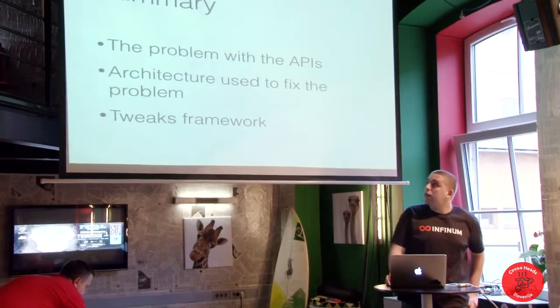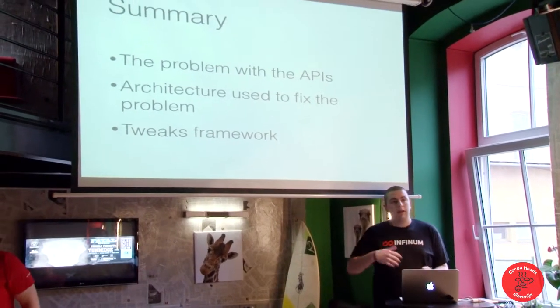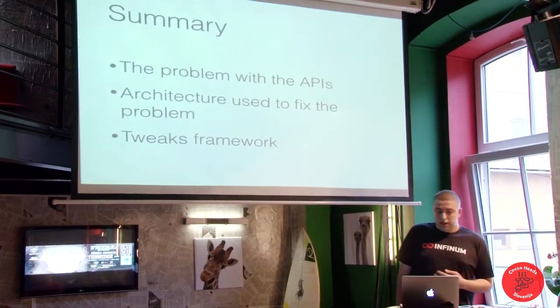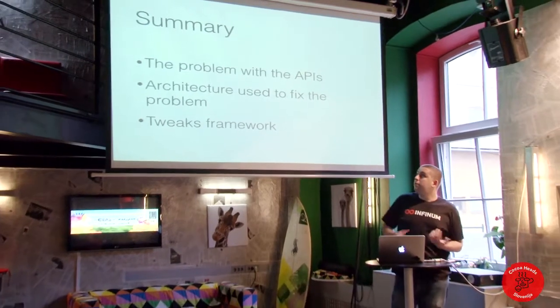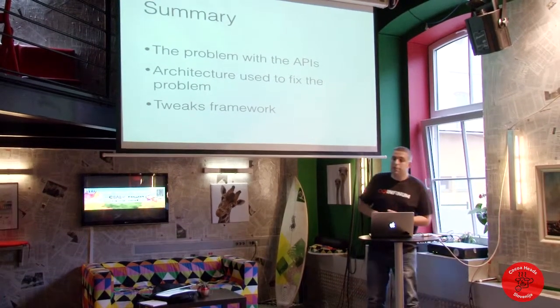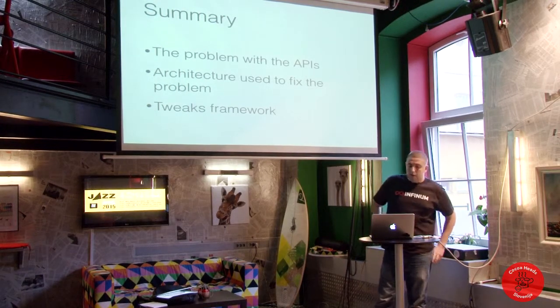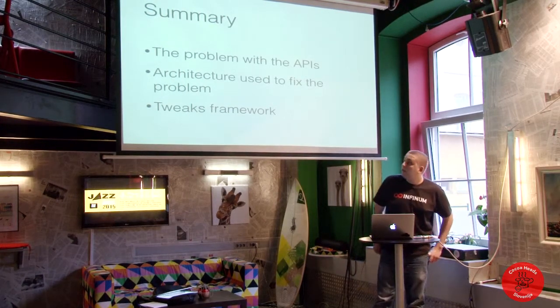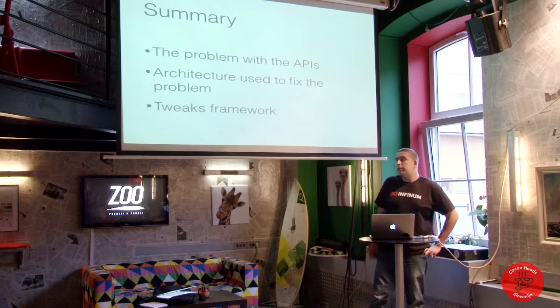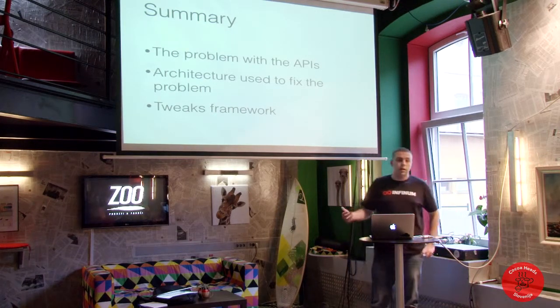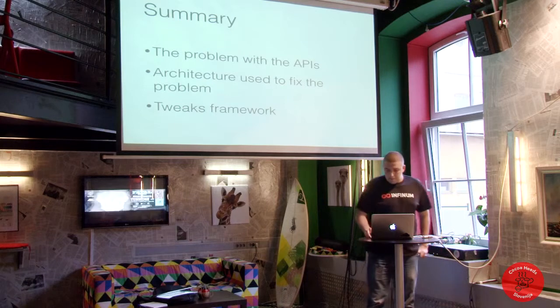And before I start, I'd like to outline what I'm going to talk about. The first thing I'm going to talk about is the general problems with the APIs and the inconvenience they cause. After that, I'm going to talk about the architectures used to fix the problem, and finally the tweaks framework we used to fix it all up.